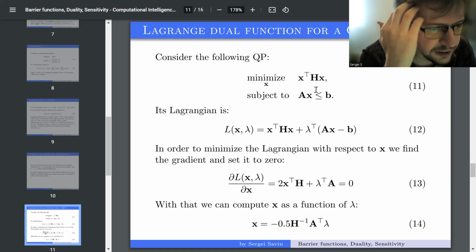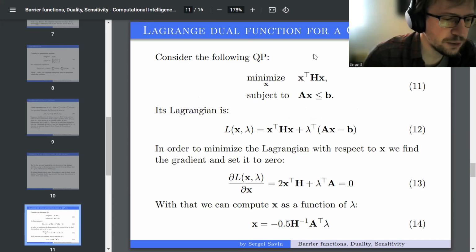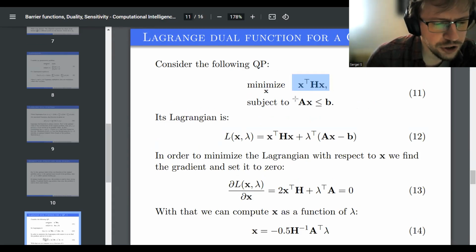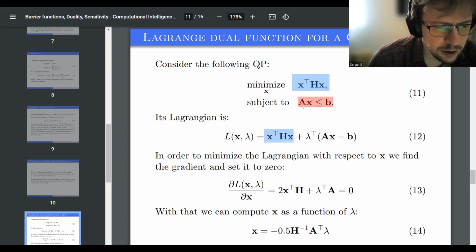Now, let us consider a quadratic program again, same as before. Now we have a purely quadratic cost function and purely inequalities here. Let me denote them by a different color. So our Lagrangian is again the original cost function and our inequalities times lambda.